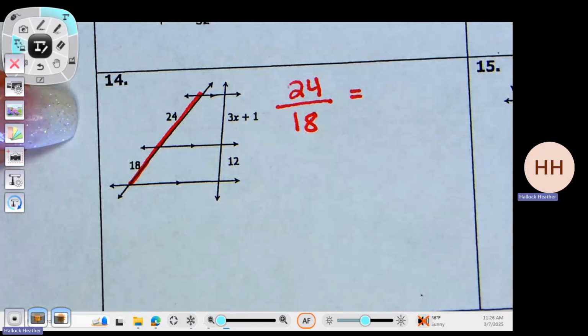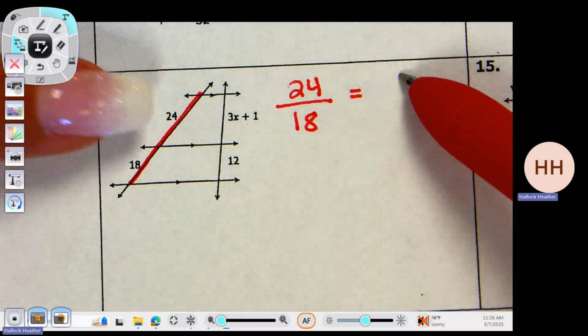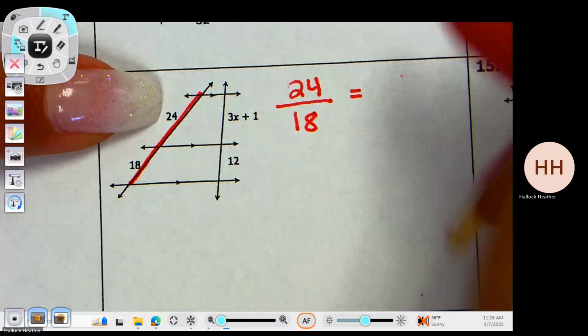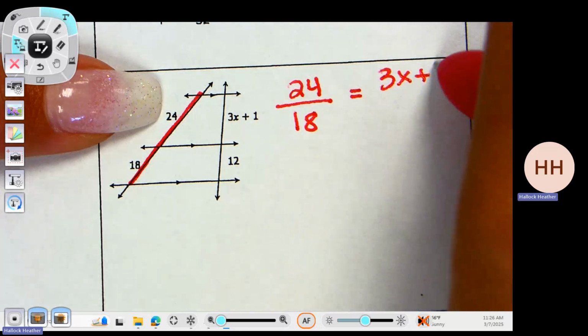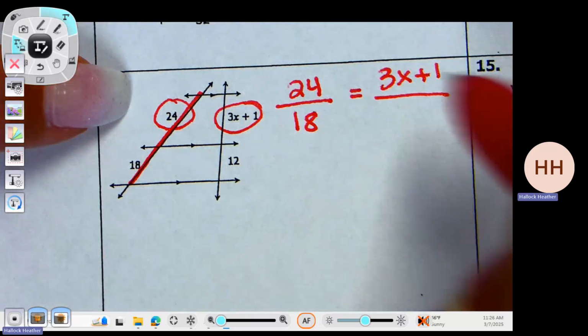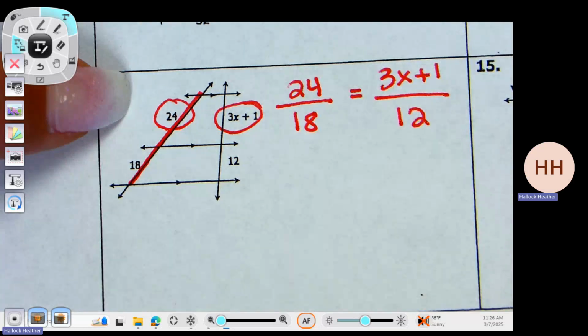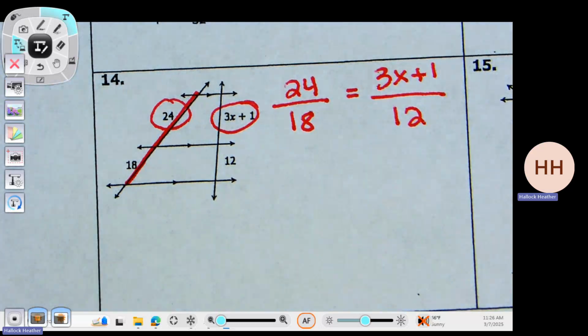Now I'm going to look at the other line that's not parallel to all of these parallel lines, okay? What would have to go up top if I put 24 up top? 3x plus 1. So if this is on top, then that's on top. And then what's my denominator? 12. And then it's the same process. I'm going to cross multiply. So it's the same thing. The picture just looks crazy.